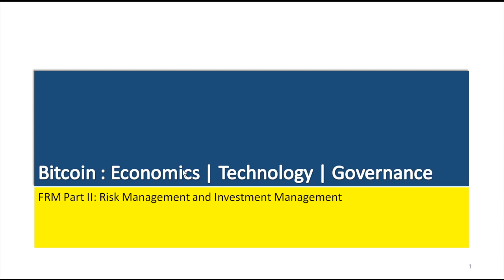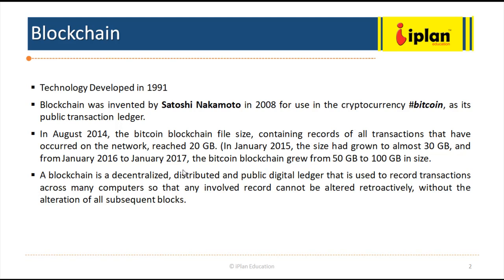So let's continue. What is blockchain? Blockchain was developed in 1991 for financial transactions, but it failed because of the internet connection reach and many other reasons. Then it was reinvented by Satoshi Nakamoto in 2008 to use in the cryptocurrency Bitcoin, and as it is a public transaction ledger, every transaction is recorded on a public ledger. And luckily, nobody knows who Satoshi Nakamoto is. This is again an anonymous guy.